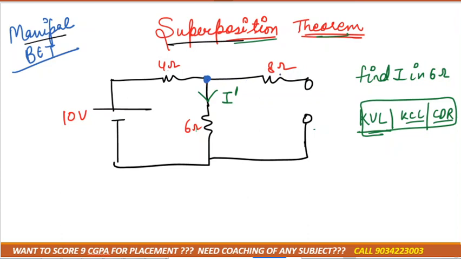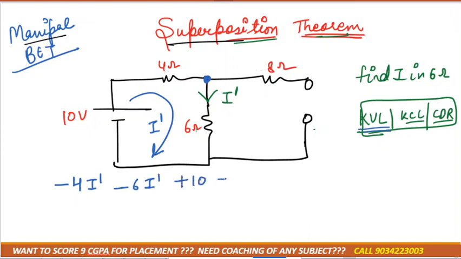Why are we not considering this 8 ohm? Because as you can see, this is an open circuit, and in an open circuit there is no flow of current, correct? So we don't consider the wire which is present in the 8 ohm. The last option we are left with is KVL. So we can simply apply KVL, where this current can be considered as I dash. The KVL equation would be minus 4I dash minus 6I dash plus 10 equals 0. From here we get the value of I dash, which is equal to 1 ampere. Got it? So this covers our first step.